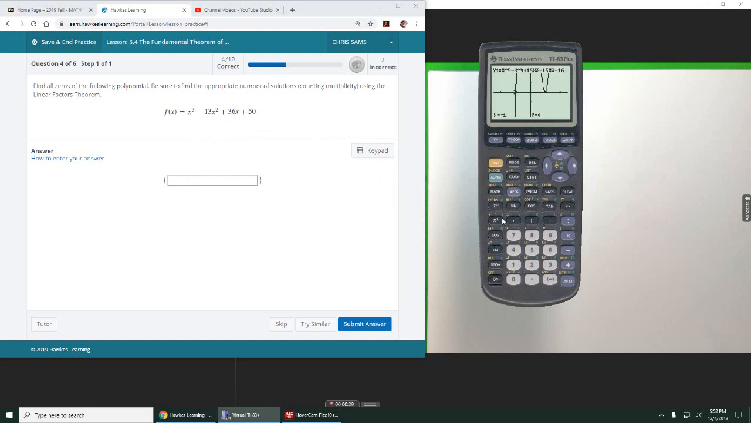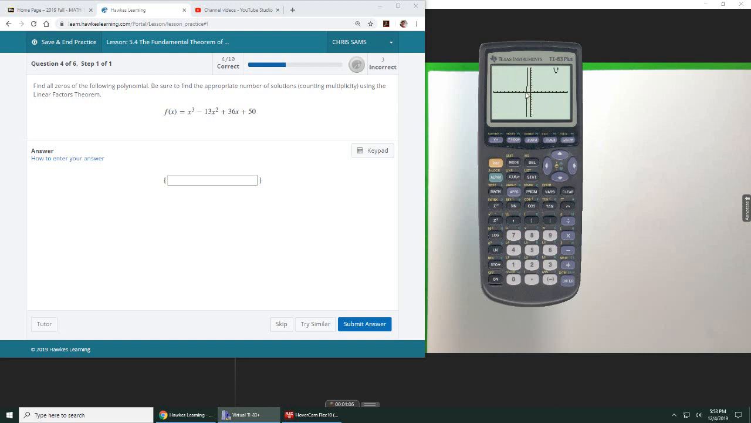going to graph it. Okay, so I'm going to go to y equals. I'm going to clear out what we have. And we're going to do x to the third minus 13x squared plus 36x plus 50. I'm going to graph this. Now, since I changed my window a while ago, it's still zoomed all the way in. So I'm going to go to zoom, and I'm going to go to 6 for standard. Gives me my normal window.